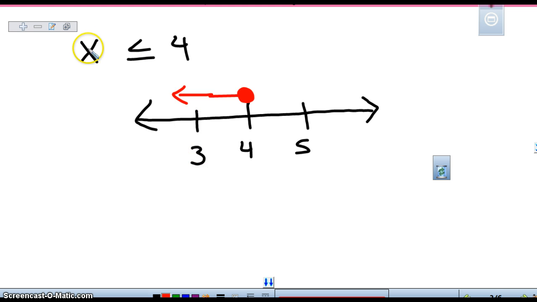If we substitute x with 3, would this make a true statement? Is 3 less than or equal to 4? Yes. If we substitute x with 4, is 4 less than or equal to 4? Yes. If we substitute 2 for x, is 2 less than or equal to 4? Yes, so all those numbers under our graph will make it true.